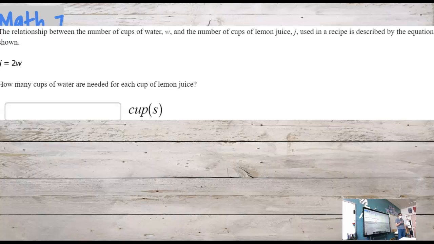But seriously, the state test, they write tricky problems. So what they're asking is what number goes in here to make this statement true? And they told us that J is 1, each cup of lemon juice. Well, 1 cup of lemon juice is 2 times what number? This has to be a half. Right? Or we could solve it by doing division by 2 on both sides.